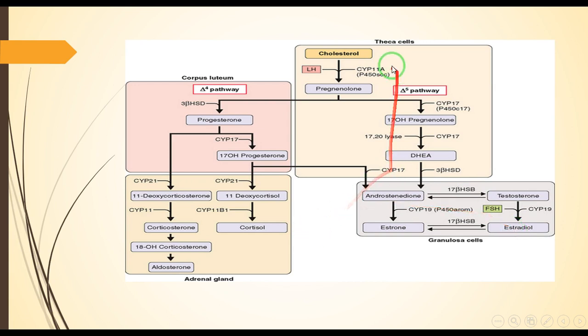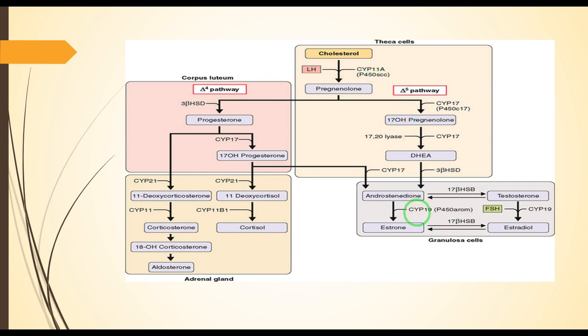This is the only pathway that occurs in the ovary, while the other pathway can occur in the adrenal gland, the adrenal cortex, and ends by the formation of the mineralocorticoid like aldosterone and the glucocorticoid, cortisol. This doesn't happen in the ovary. Only these steps occur in the ovary.